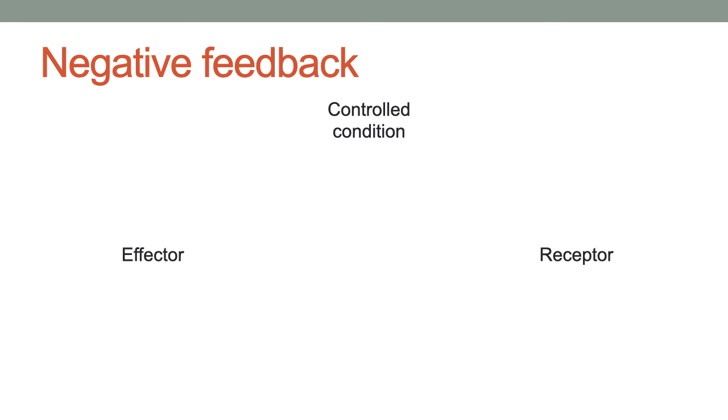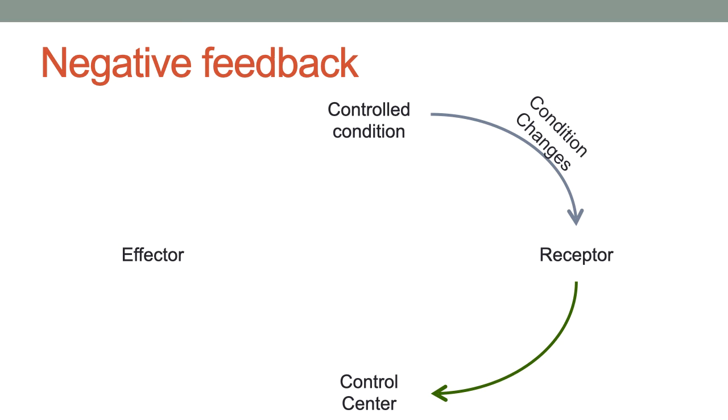So let's talk about negative feedback. Negative feedback is probably the most common way that the effects of environmental stimuli are controlled. What we have is our controlled condition, homeostasis, our steady state level of something, body temperature for example. That condition is going to change, and that change is going to be detected by a receptor.